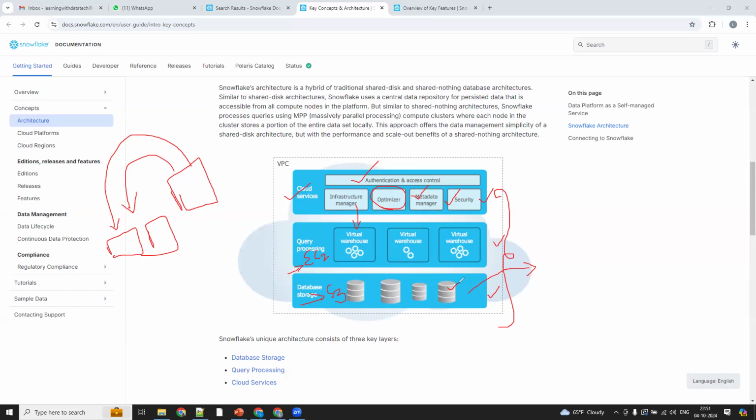Did I answer your question? Yes. See, ultimately, you take any database in the world, the backend has to store in a file format only. You name any database, the backend is file format. Okay, got it.